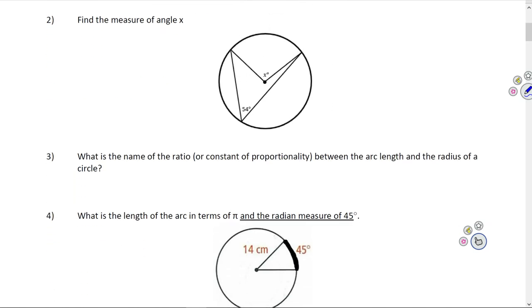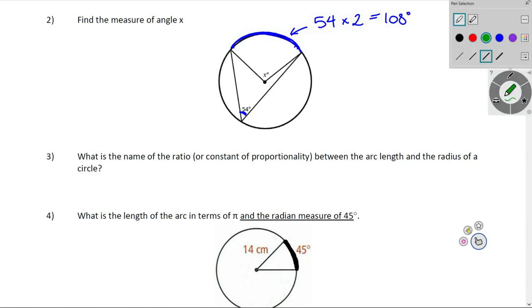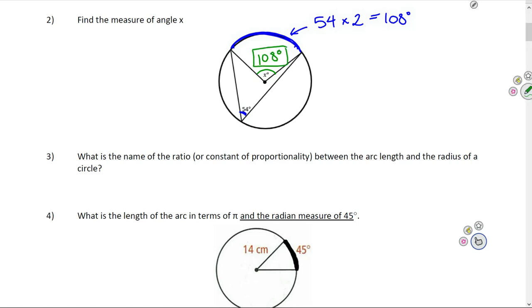Number 2, find the measure of angle x. Well, this angle right here is 54 degrees. It's called an inscribed angle, because it fits perfectly inside the circle. This is half of the arc, so I need to double 54 to find the measure of the arc. So 54 doubled is 108. That's the measure of this arc. Now this angle here is in the center of the circle. It's called a central angle, and it is exactly the same as the arc, so it's also 108 degrees.